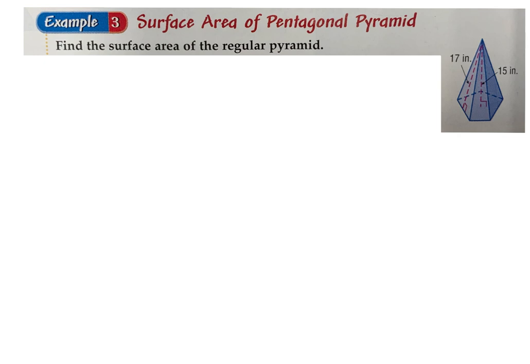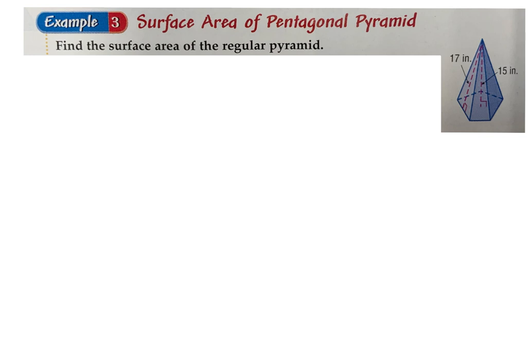So in this case, we have a regular pyramid here. And we really need to find out more information. They've given us the slant height and they've given us the altitude. Slant height of 17, altitude of 15. And on top of that, our base is what? What is our base? Yeah, it's a pentagon, a regular pentagon.